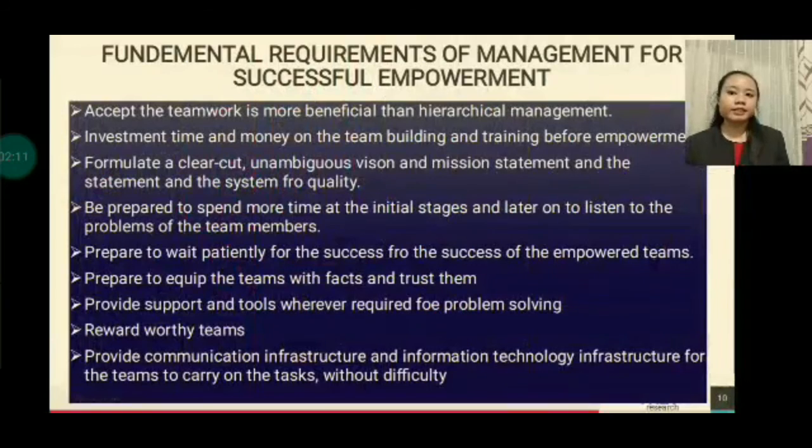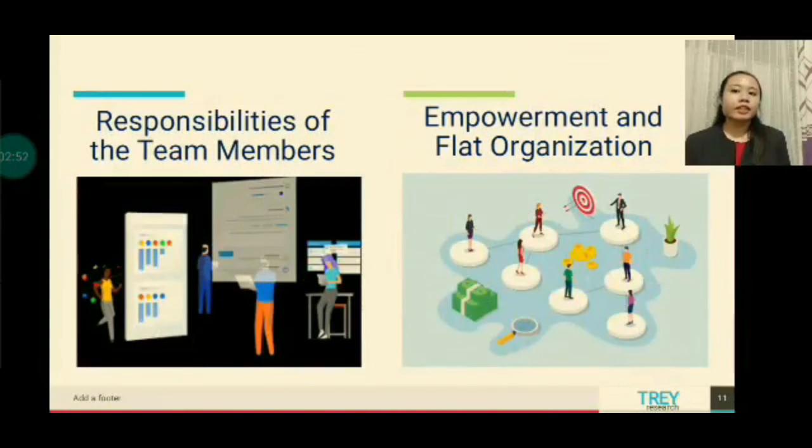So here are some fundamental requirements of management for successful empowerment. There are nine fundamental requirements in order to achieve successful empowerment. One is to continuously assess the skills and help develop the skills of each employee for carrying out the ever-changing complexity of his or her everyday job. And next, the responsibility of the team members and empowerment of the organization is also part of the fundamentals in order to achieve successful empowerment.